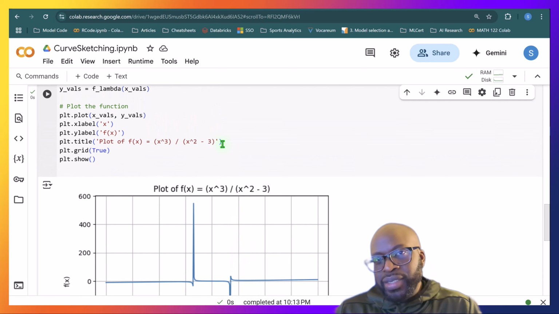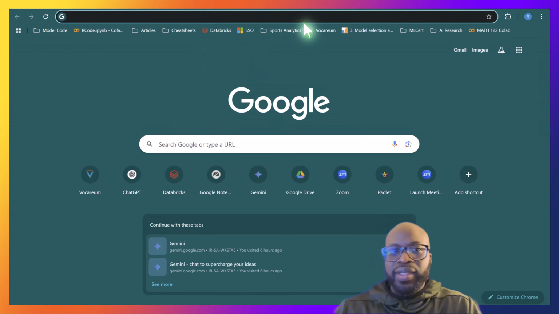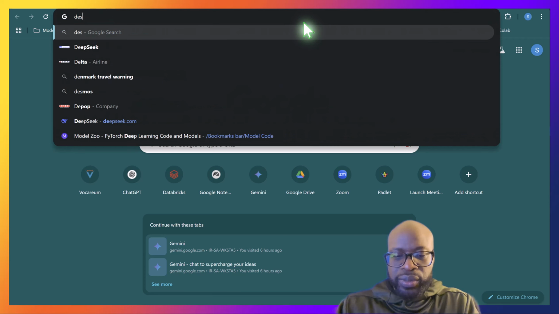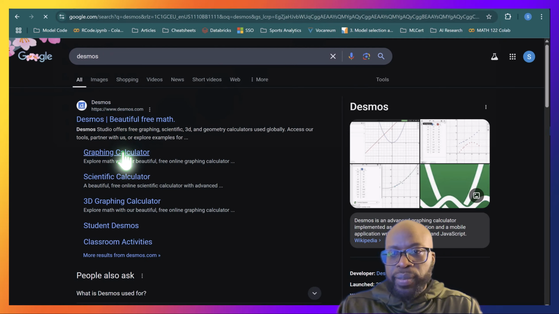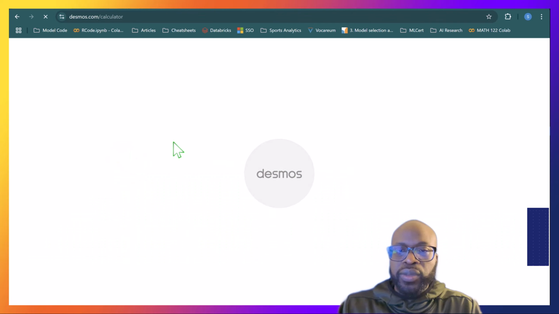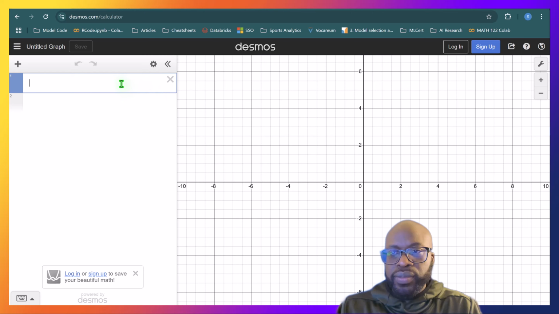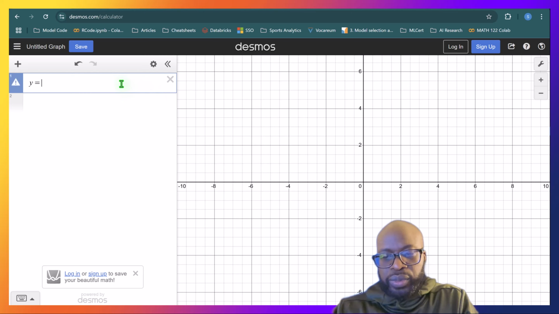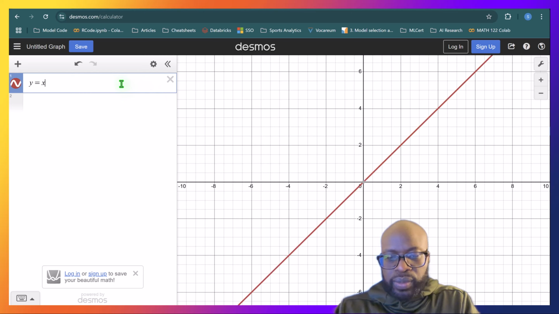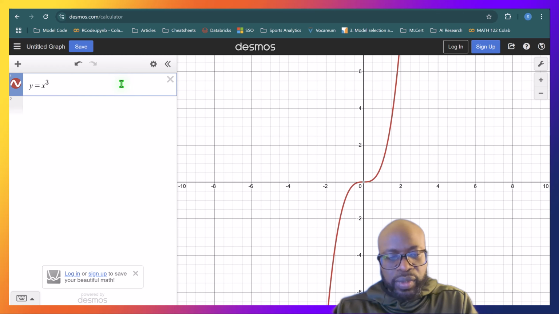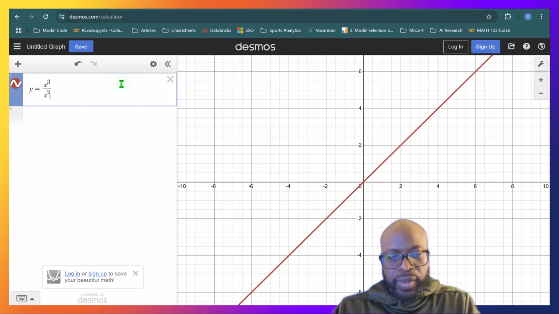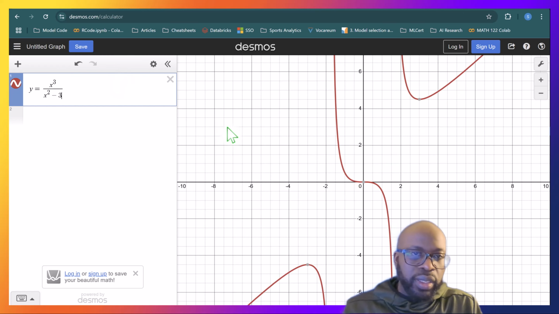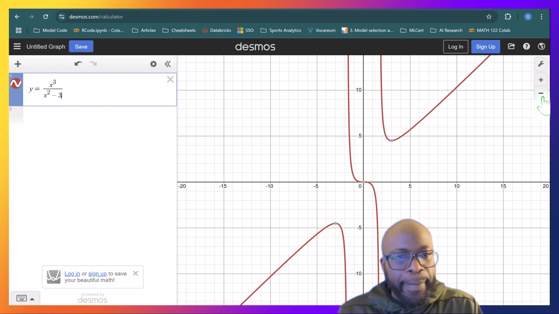In a case like this, tried and true decimals is probably the way to go. Okay, so let's go ahead and do a quick sketch in decimals. Y equals x cubed divided by x squared minus 3. And in place of b, that's what we got.